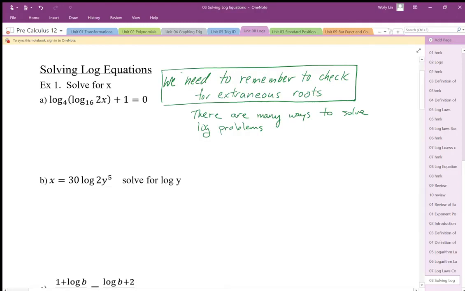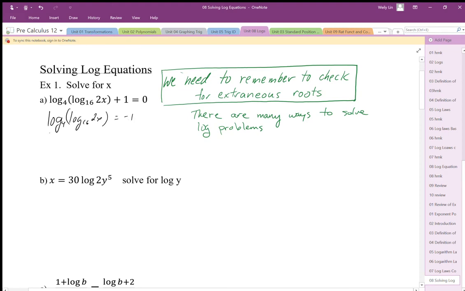Okay, so I want to solve for x, which means I have to undo everything around here. So I've got a +1 I have to undo. I've got a log base 4 I have to undo. So I'm going to start with that +1. I'm going to undo that +1, and I'm going to undo that with a -1.